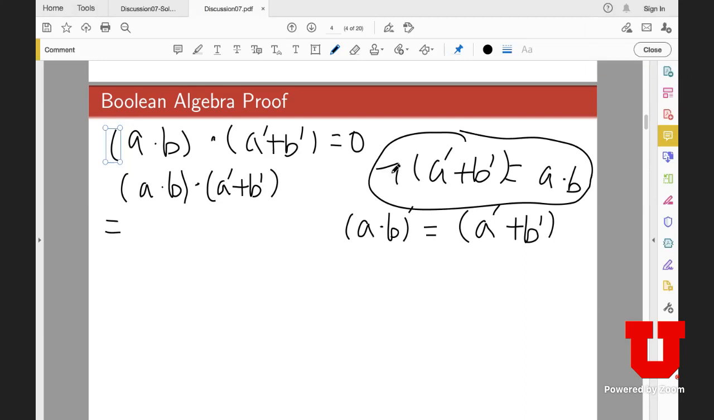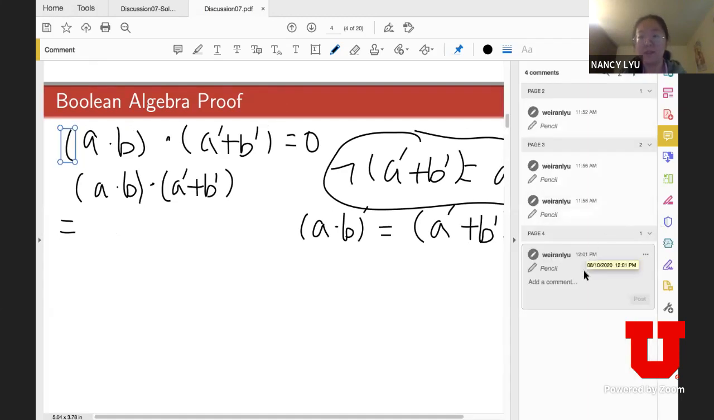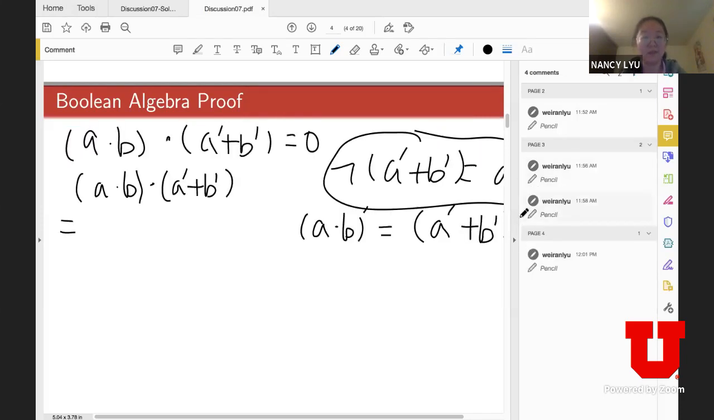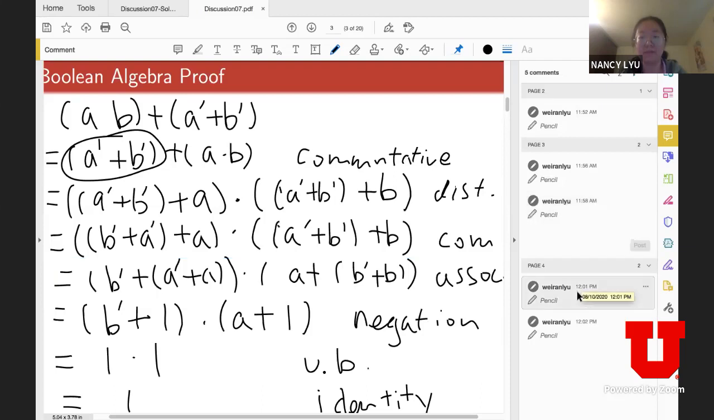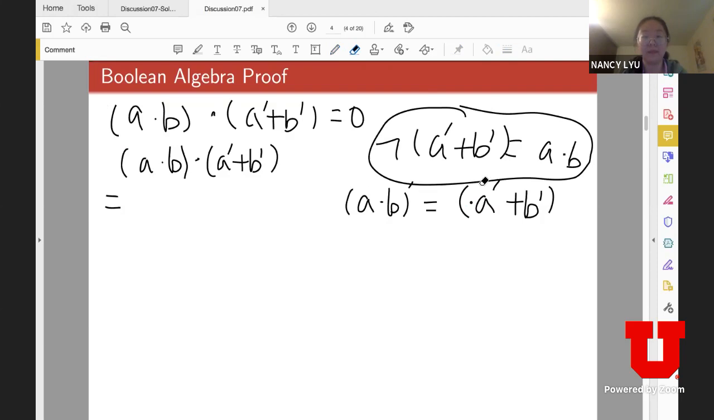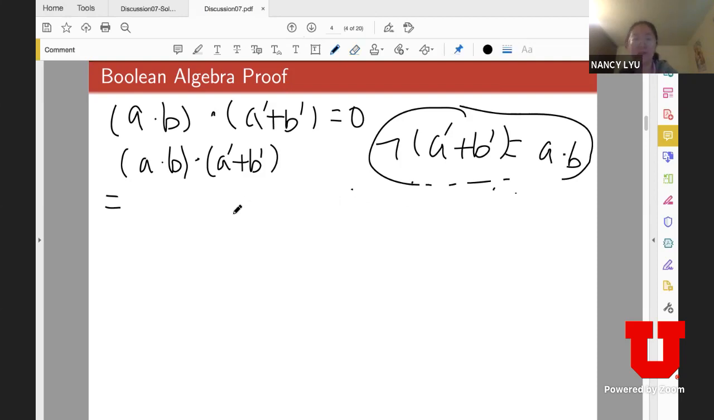Can we do distributive? Yes. So let me delete that first. Okay. So we use distributive, and we can view the A dot B as a whole. So we have A dot B.